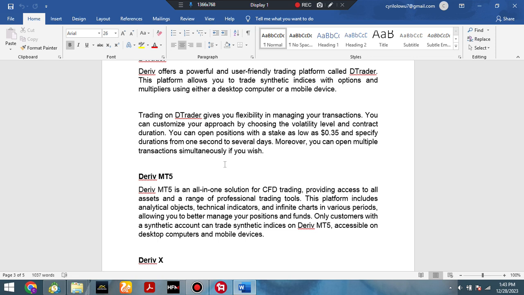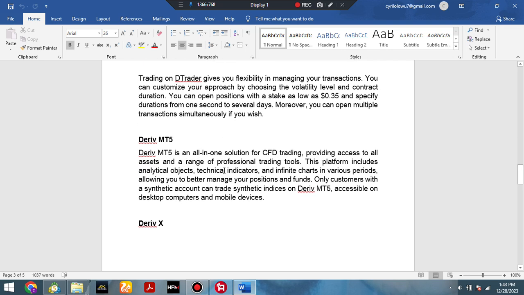Then we have the Deriv MT5. The Deriv MT5 is an all-in-one solution for CFD trading, providing access to all assets and a range of professional trading tools. This platform includes analytical objects, technical indicators, and infinite charts in various periods, allowing you to better manage your positions and funds. Only customers with a synthetic account can trade synthetic indices on Deriv MT5, accessible on desktop computer and mobile devices. So this one applies to those who have a laptop or a desktop.